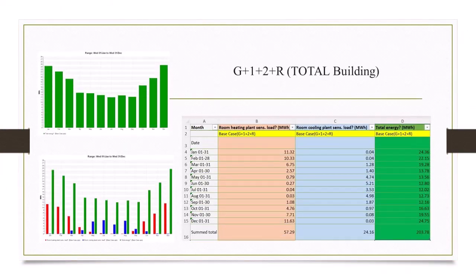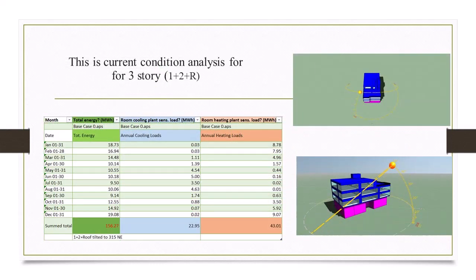In this chart, we see the results from calculating the heating loads, cooling loads, and total energy. The result of total energy is 203.78 megawatt hours. For cooling, 24.16 megawatt hours. For heating, 57.29 megawatt hours.